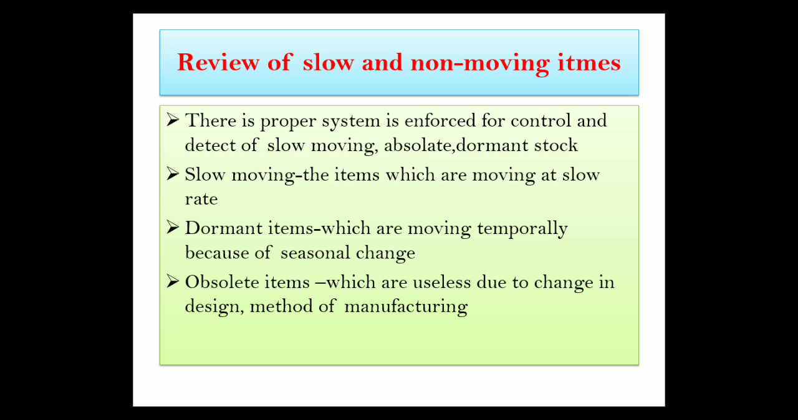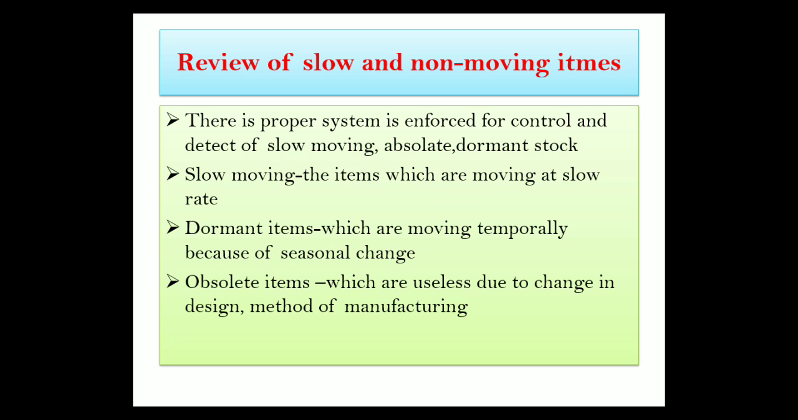Now the question is, what is meant by slow moving items? The slow moving materials are those items which are moving at a slow rate. Then the dormant items are those items which are not moving temporarily because of seasonal production or seasonal change. Then the obsolete items are those which are useless due to change in design, method of manufacturing, product or process. The slow moving items are to be valued at cost, replacement price or net realizable price, whichever is less.